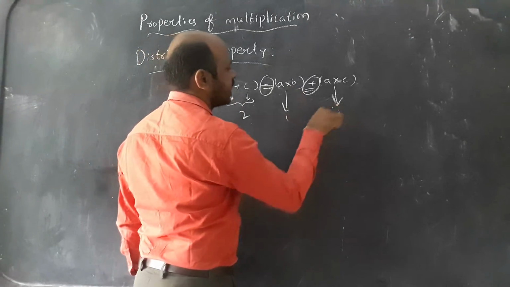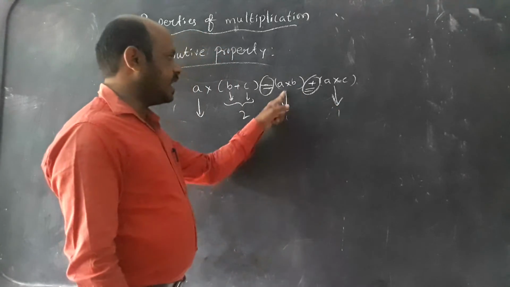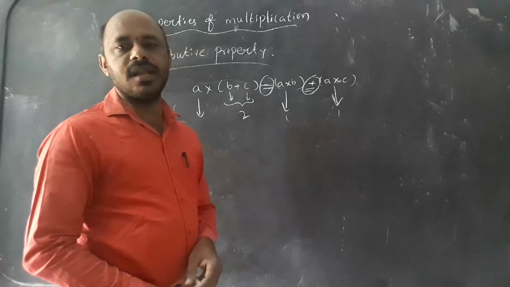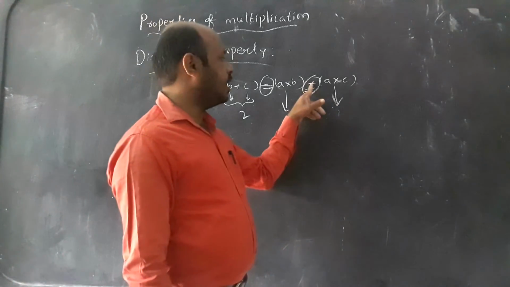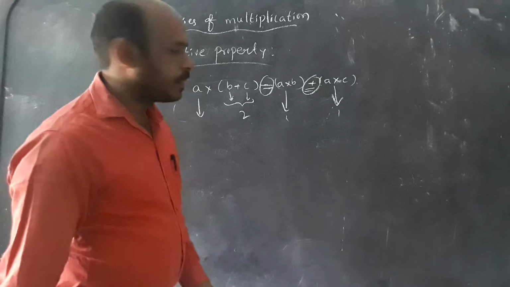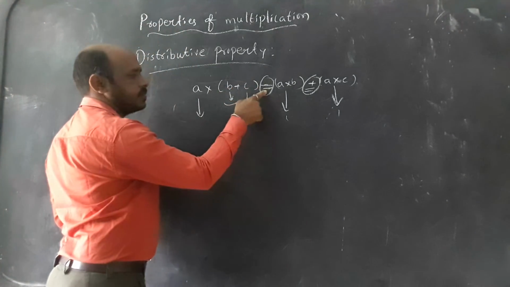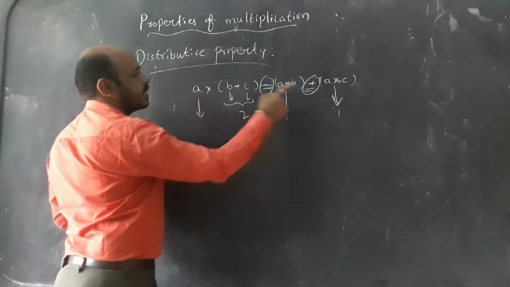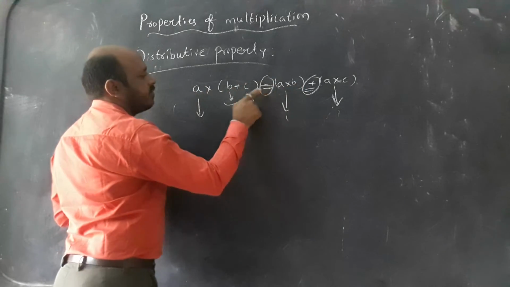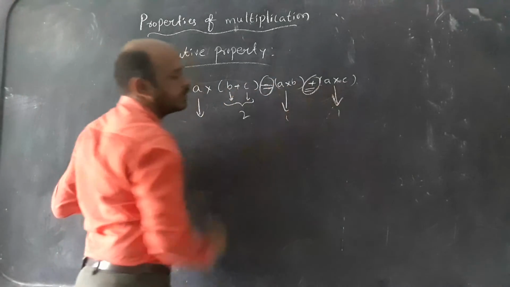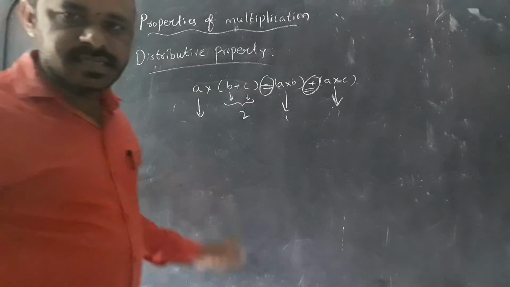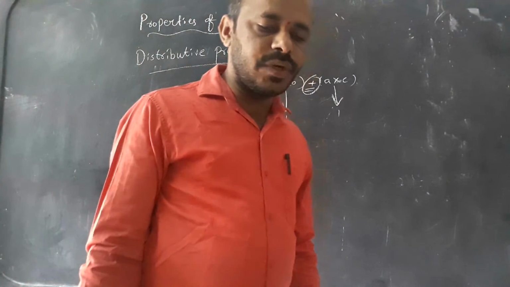Here one person is there, here one person is there. After eating the banana, how many persons are there? We will get two persons. That's why the addition symbol will be there. See here, person A gave half a banana to person B, and half a banana to person C. This is the distributive property.